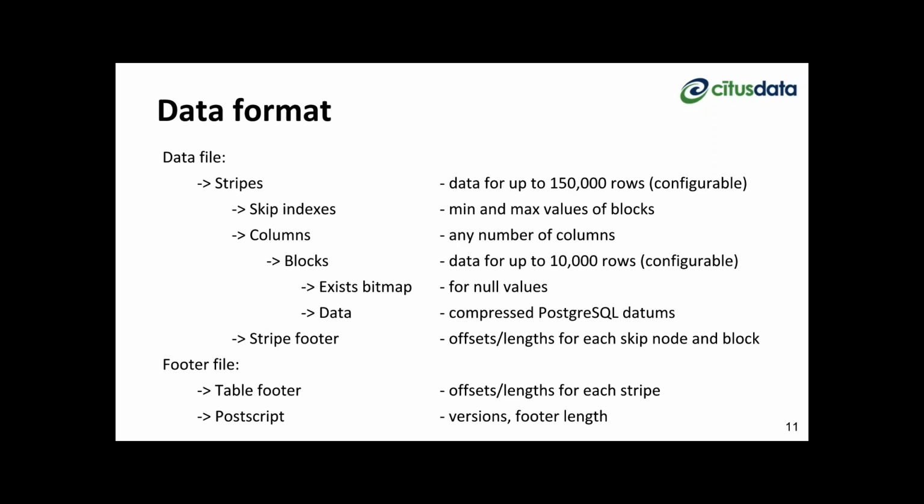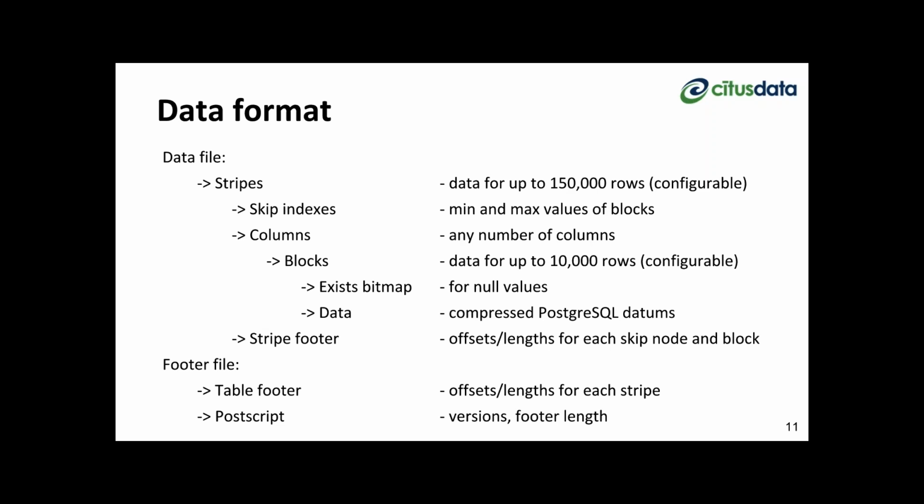Not very important. What is somewhat important to know is that separately there is a footer file, and that contains the offsets and the lengths for each stripe. And we'll get back to why that is important. But basically, by reading the footer file, CStore knows where the stripes are in the data file, or where the stripe footers are in the data file, and then it reads the stripe footer and it can read the stripe.